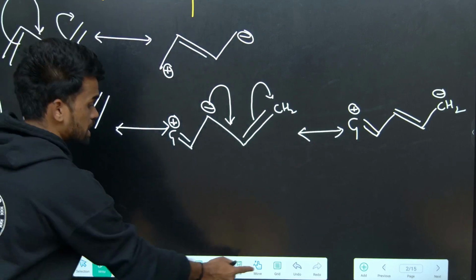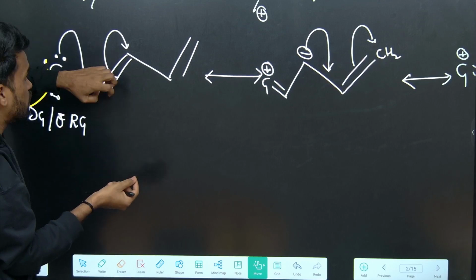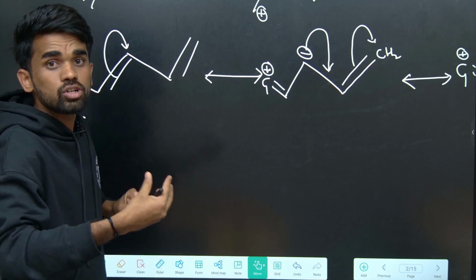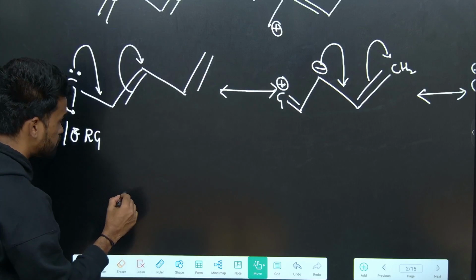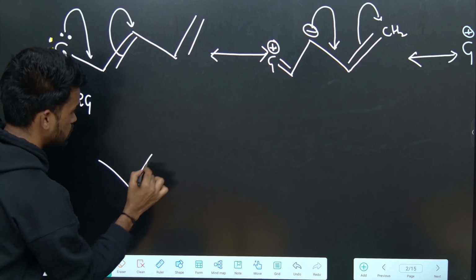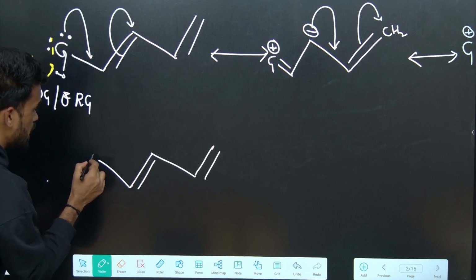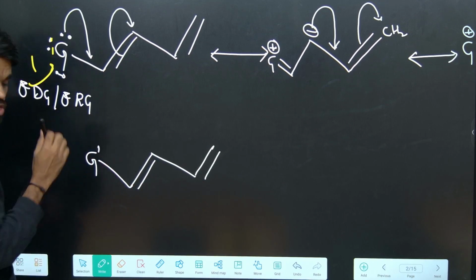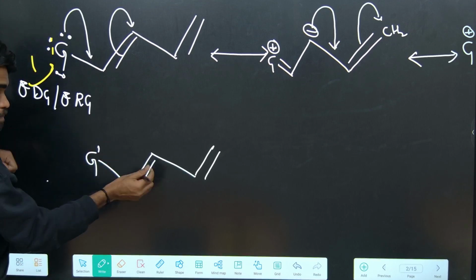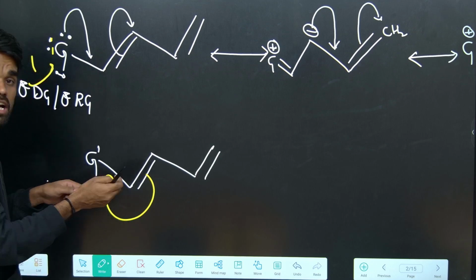Okay, in some cases these groups will drag the electrons towards themselves, which means they withdraw the electrons towards themselves. In that case we call that group an electron withdrawing group. Let us consider, I am writing here, this is a conjugative system attached to a group G dash. Now let us say this group G dash is withdrawing these pi electrons from the system. So I can call this group G dash an electron withdrawing group.